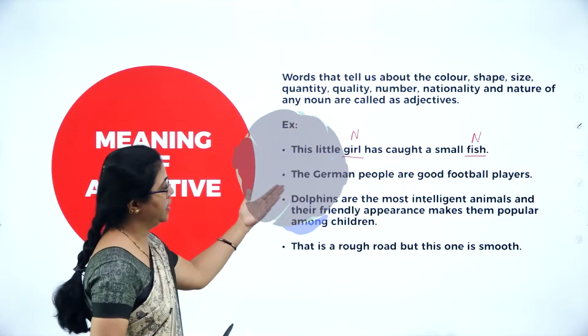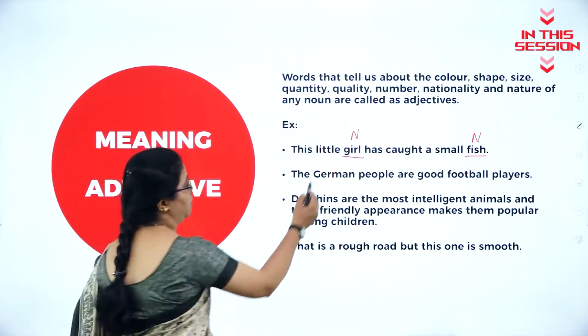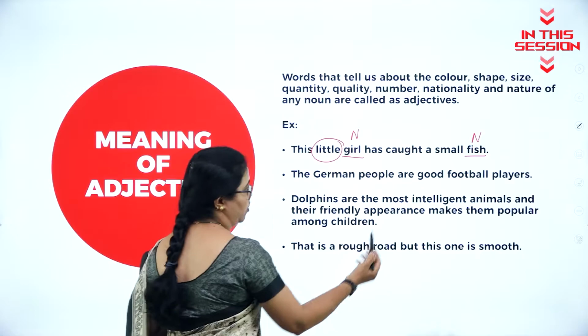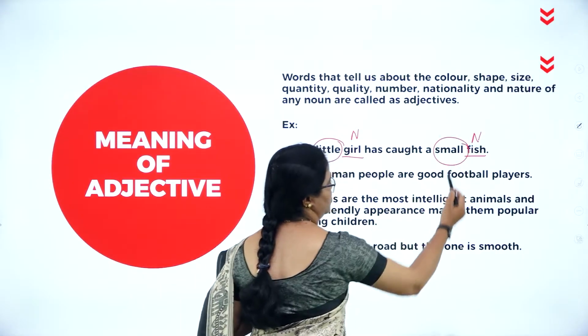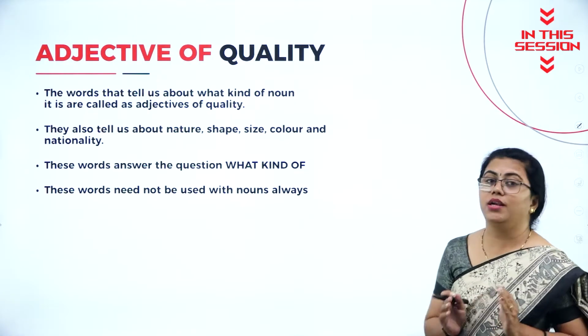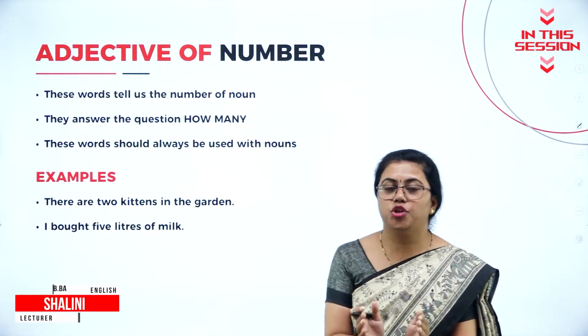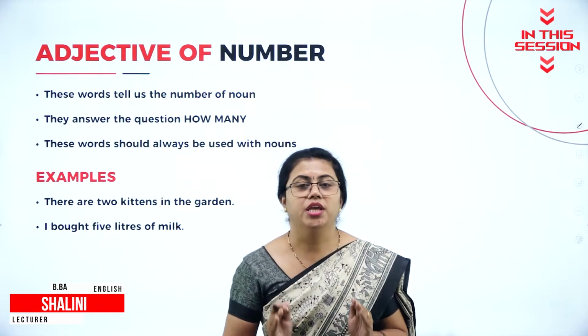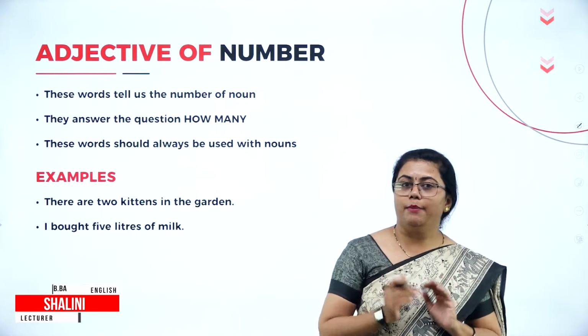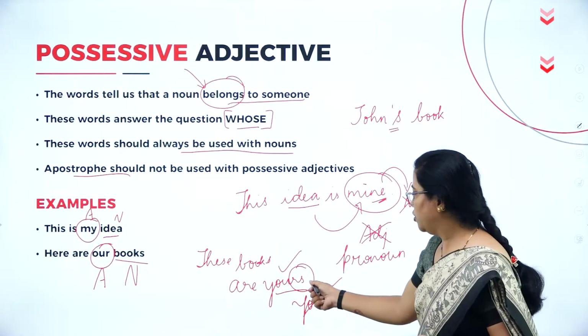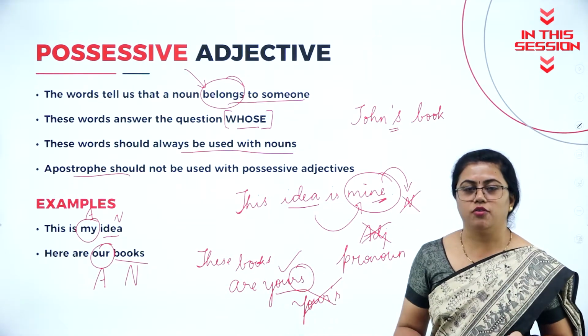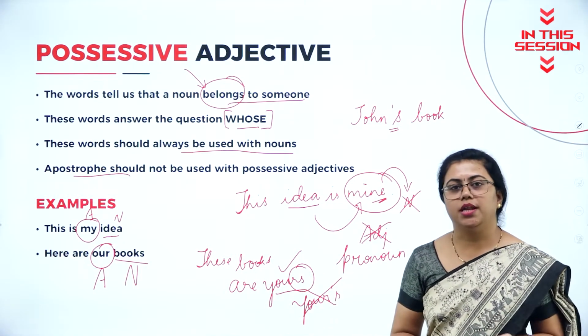Which are the words that are describing those nouns? We have little and also we have small. The words that tell us about what kind of noun it is are called adjectives of quality. Quantity tells you about some measurable quantity, that is, how much. You cannot count it but you can measure it. Fine. Whenever you are using a pronoun as an adjective, you will not use an apostrophe there.